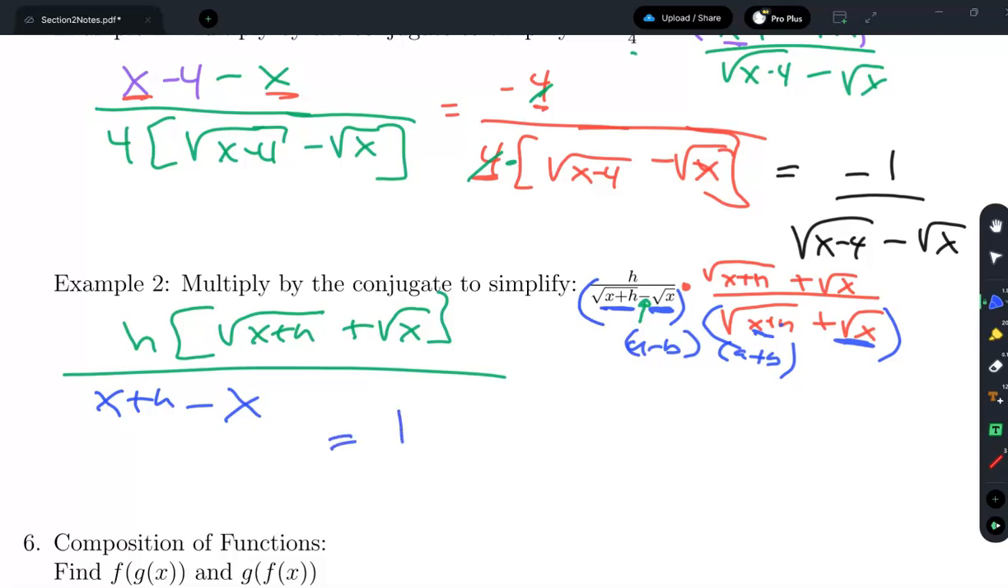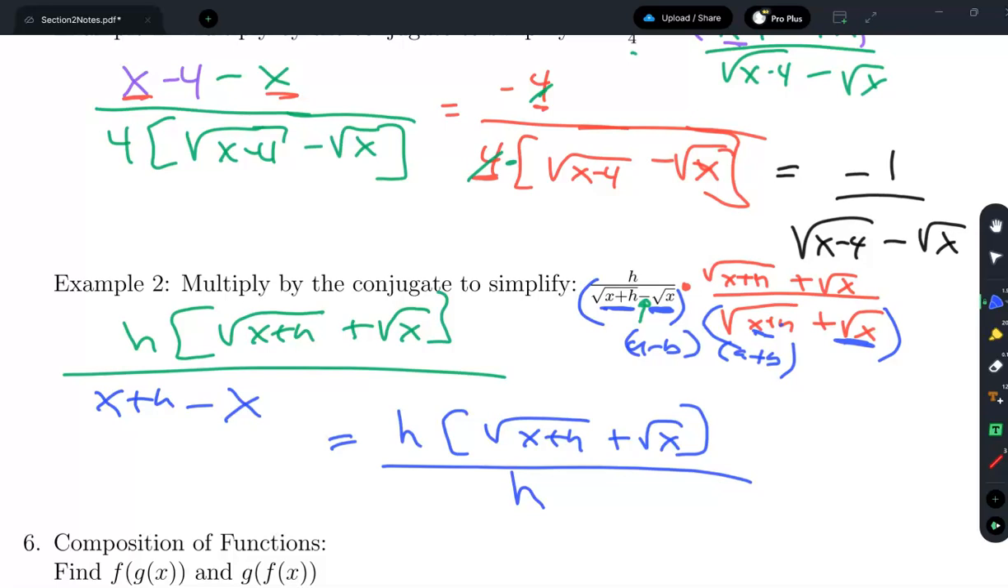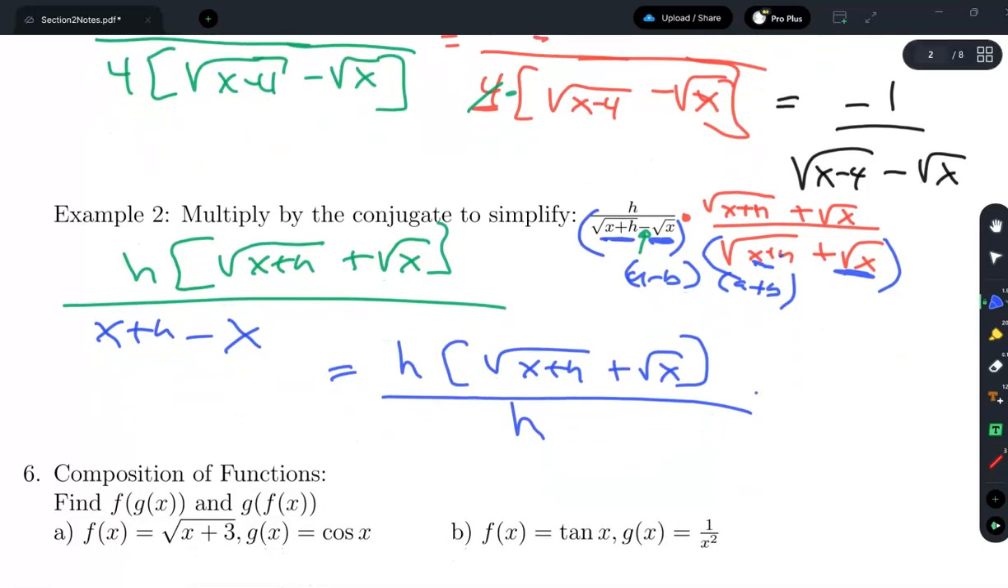So let's simplify. And again, I'm going to encourage you not to multiply things out, because you're looking for canceling. Oh, will you look at that? So these h's cancel, so I just am left with root x plus h plus root x, and that's the answer.